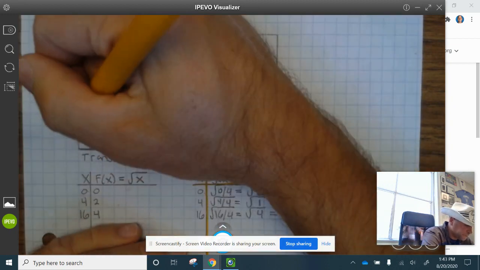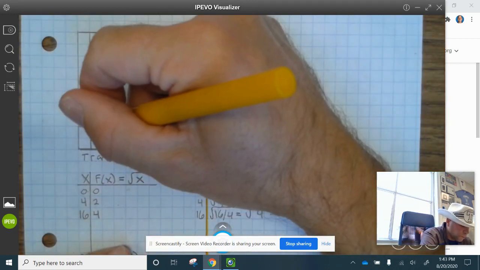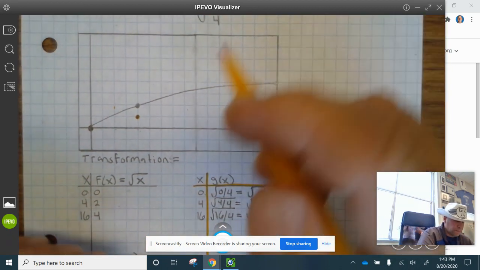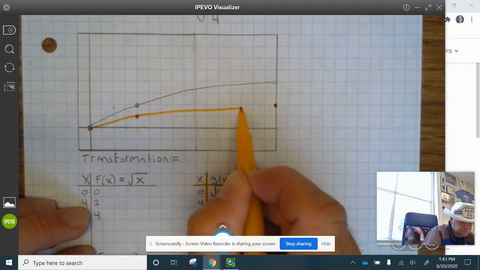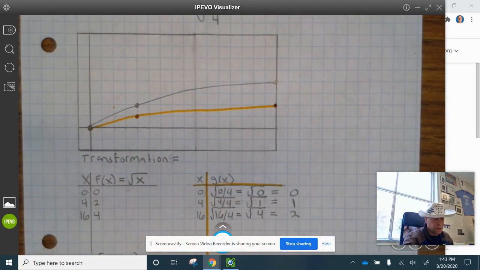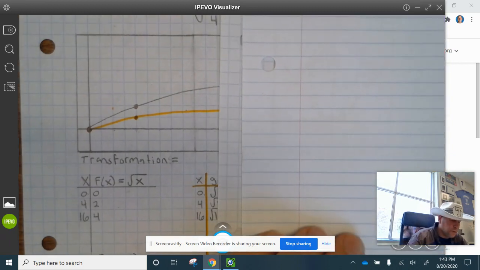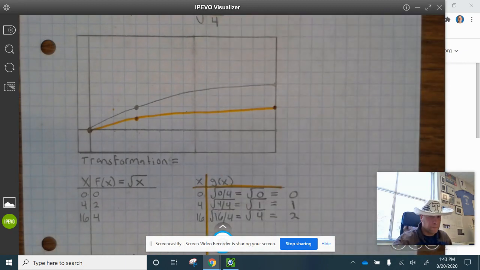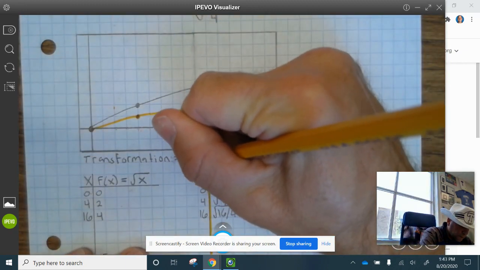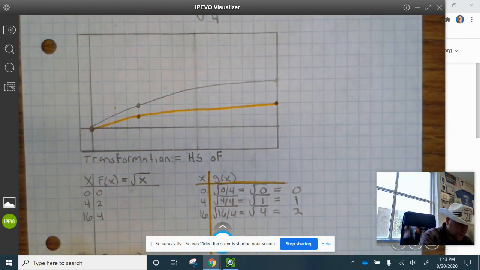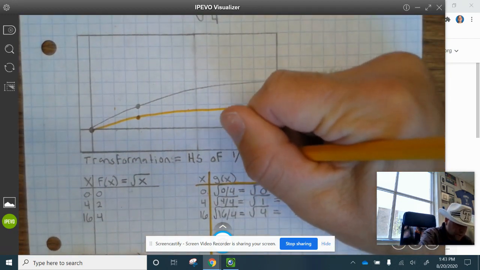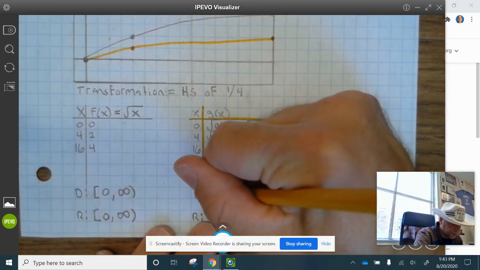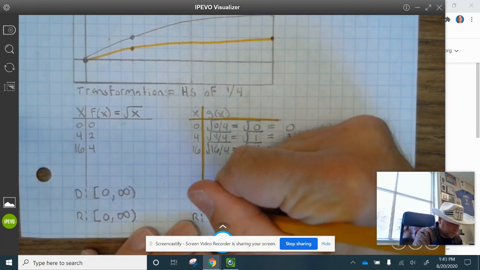So (0, 0), (4, 1), and (16, 2). Okay, and since we know that the b value here is greater than 0 but less than 1, it's a horizontal stretch. All right, domain is still bracket 0 to infinity and range bracket 0 to infinity.